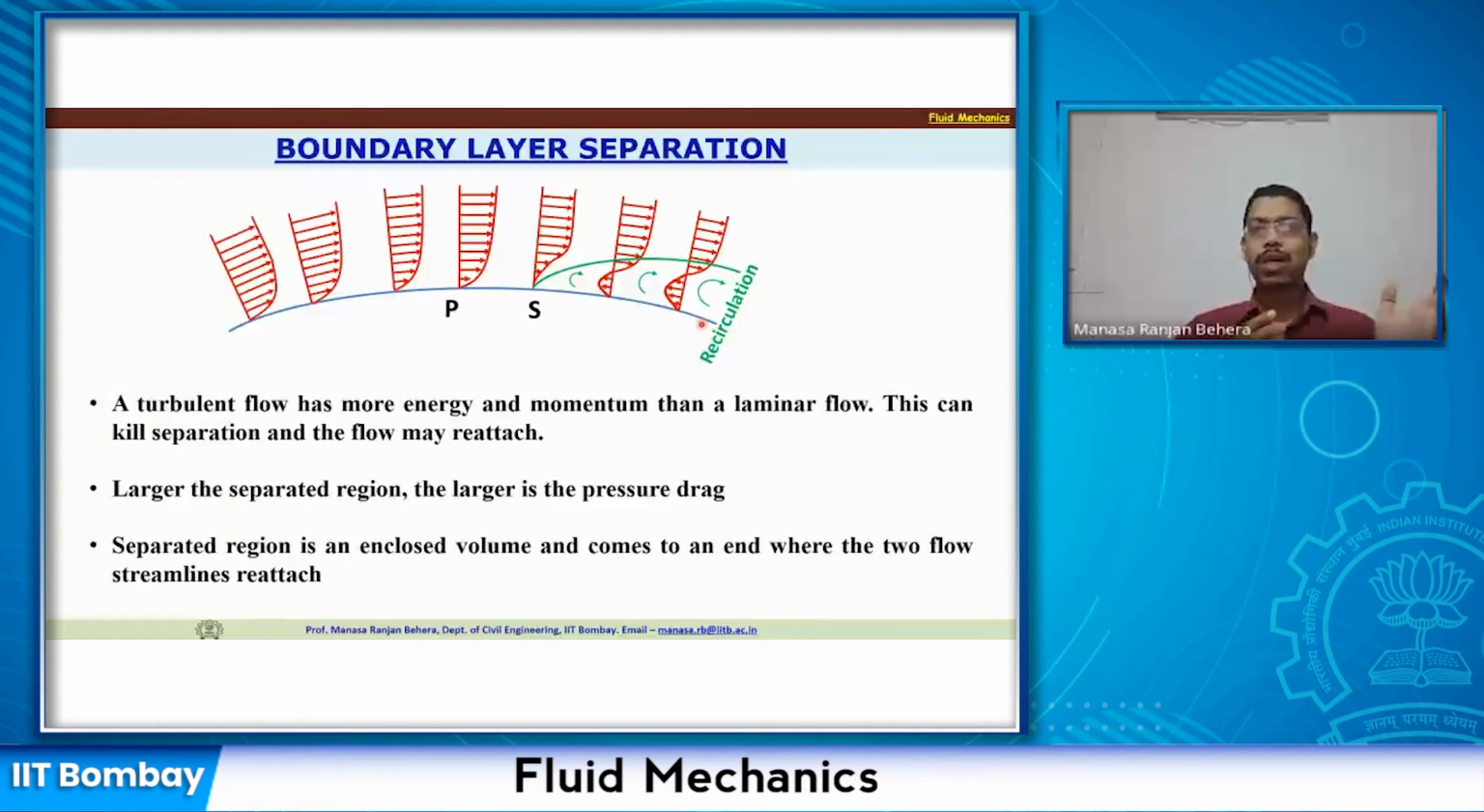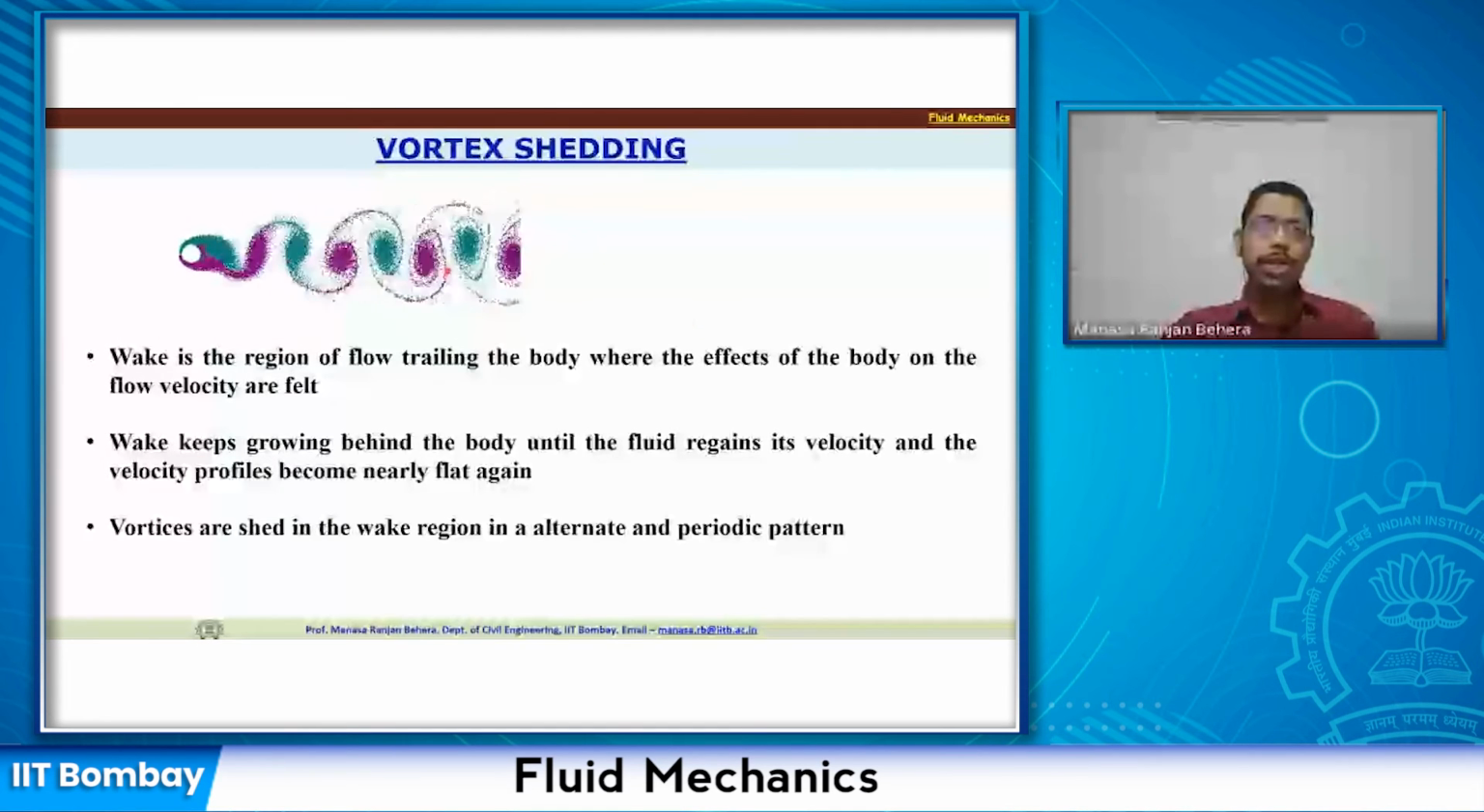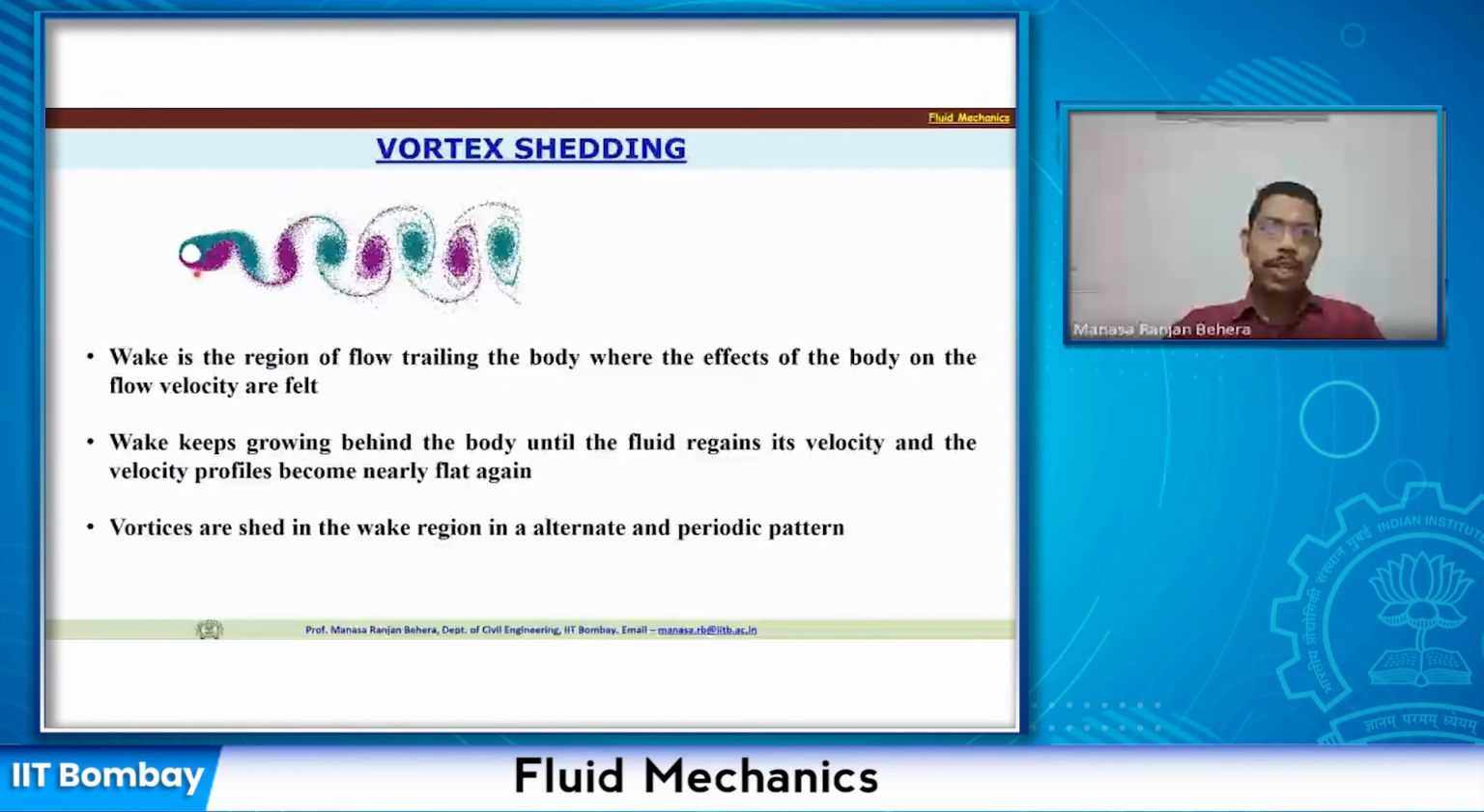So we have already understood the boundary layer separation. Now let us understand what happens within this wake region. If you look at this body, this is a cylinder, and due to the flow, there is a flow separation, and it generates some wake. These wakes are generated in an alternate manner, and you can see, these are vortices.